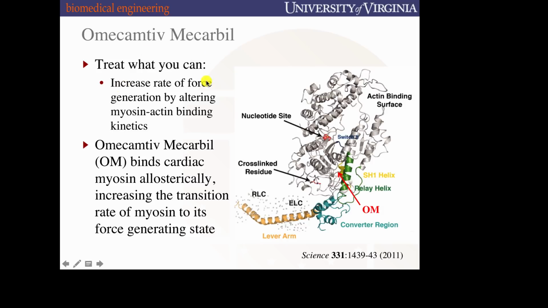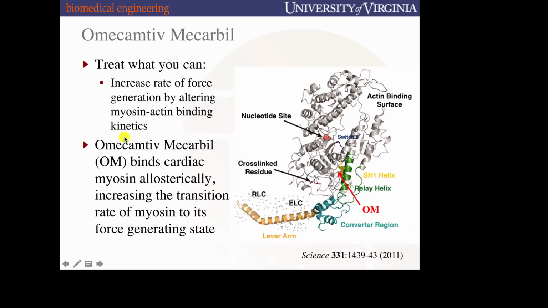One way we could do that is to increase the rate of force generation by altering myosin-actin binding kinetics, okay? So I want to remind you that what this drug is going to do is increase the rate of the actin-myosin crossbridge cycle, all right? Those are occurring at the molecular level, not at the cellular level. So the theory behind this is that by increasing that on rate, right, that cycling rate, we can get more force generation per cell, okay?